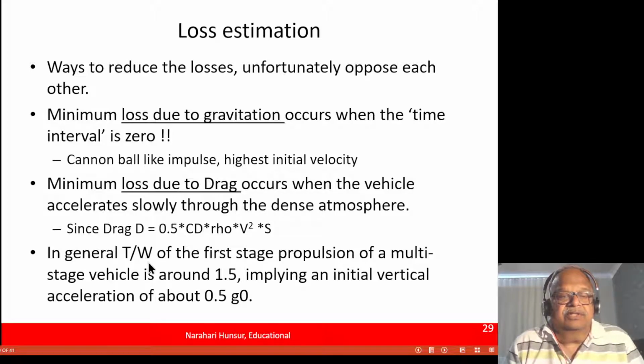Now I have options here. I can have a very high thrust to weight ratio, let's say 4 or 5 or 6, whatever, or I can have 1.1, 1.3 like that. Most of the propulsion of the multi-stage vehicles presently in use is around 1.5, implying initial vertical acceleration of about half. T equals W means one, so 1.5 means you need half g naught acceleration. We'll see why this is advantageous, and why people tend to use this.